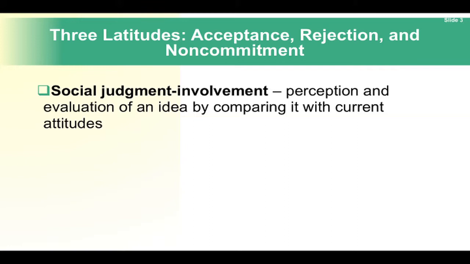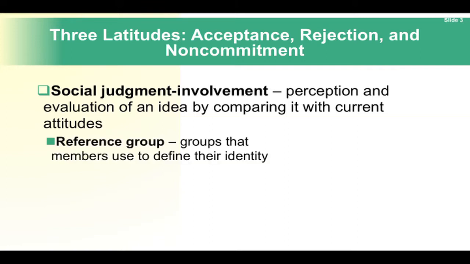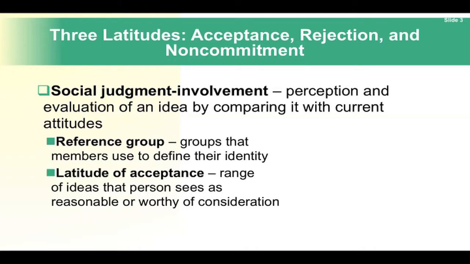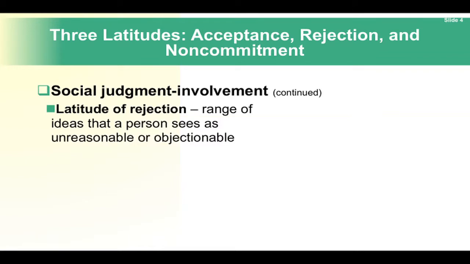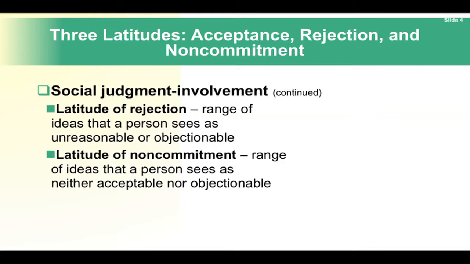Social judgment involvement is the perception and evaluation of an idea by comparing it with current attitudes. A reference group are groups that members use to define their identity. A latitude of acceptance is the range of ideas that a person sees as reasonable or worthy of consideration. A latitude of rejection is the range of ideas a person sees as unreasonable or objectionable. The latitude of non-commitment is the range of ideas that a person sees as neither acceptable nor objectionable.